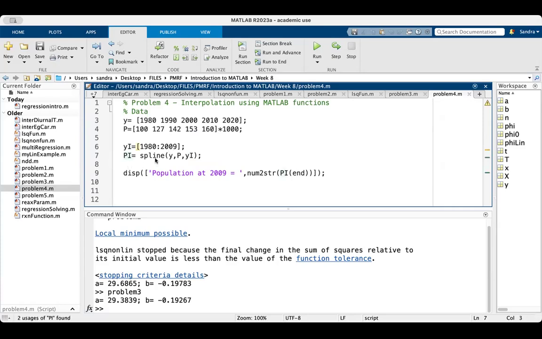What I'm using is spline interpolation with the years, the population, and the years at which I need the interpolation. Then I get the population corresponding to all the years. Particularly for 2009, it will be the last entry because my last year is 2009, so in the population my last entry will be the population corresponding to 2009. Okay, so let's see.